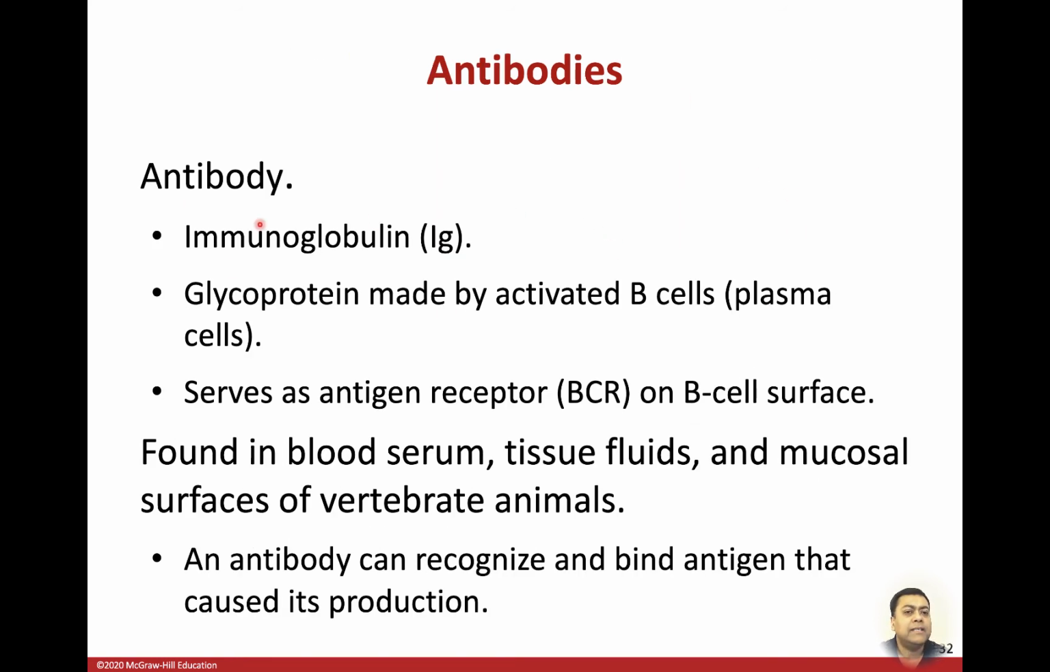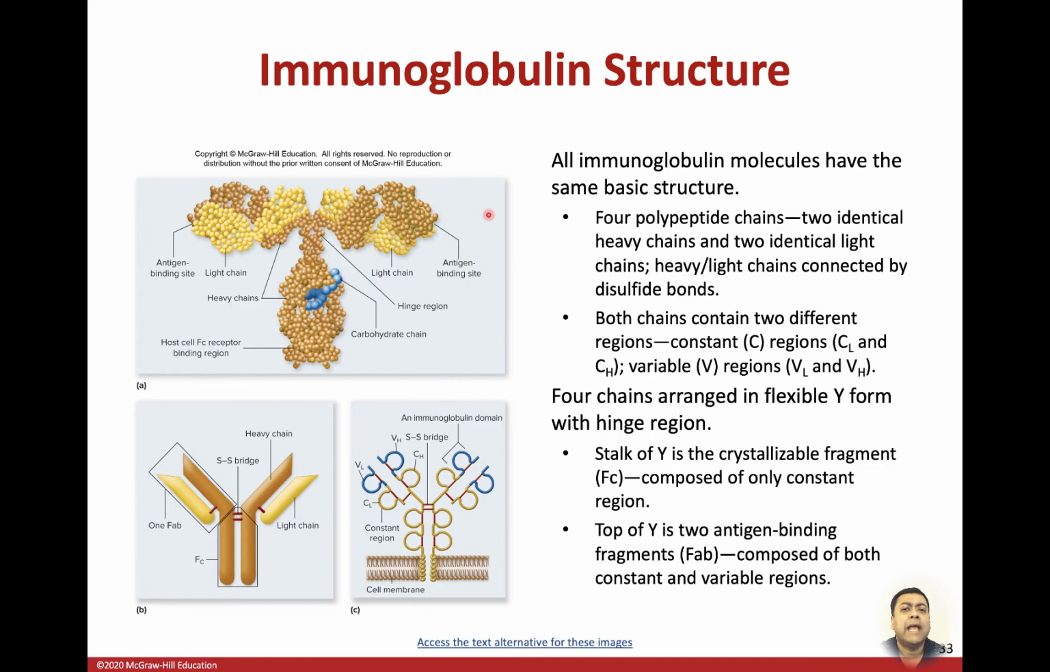So an antibody is an immunoglobulin, or Ig. This is a glycoprotein made by the activated B cells, which we call plasma cells. And this serves as antigen receptors, or the B cell receptors, on the B cell surface. These are found in the blood serum, tissue fluids, and mucosal surfaces of vertebrate animals. An antibody can recognize and bind the antigen that caused its production as well. So these are some generalized ideas about the antibody.